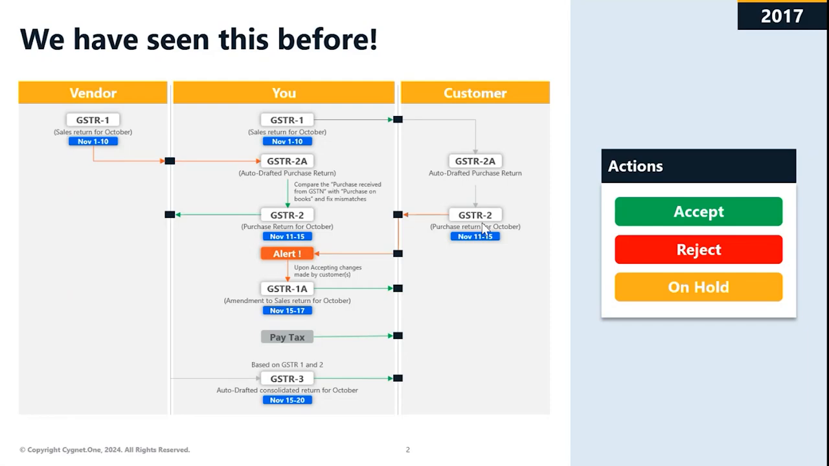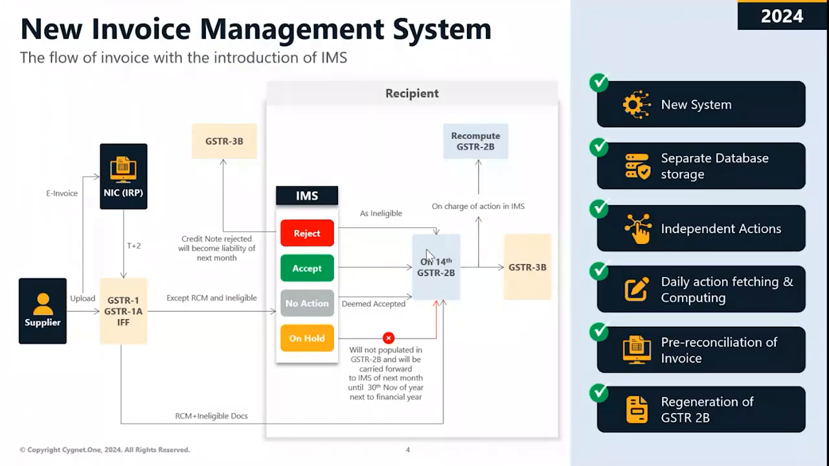Now, with IMS coming into the picture, we have created a layer in between, before the GSTR 2B is generated for that particular return. Whenever your vendor uploads any file onto the GSTR portal or files the GSTR 1 return, it does not directly flow to your GSTR 2B. It will flow to the IMS portal, wherein you will be given an option of accepting, rejecting, or keeping the particular document in pending status for further actions.